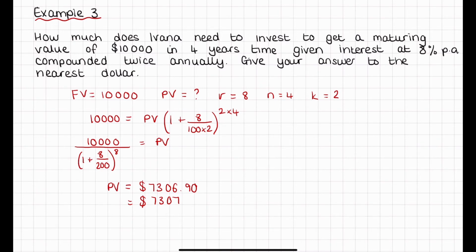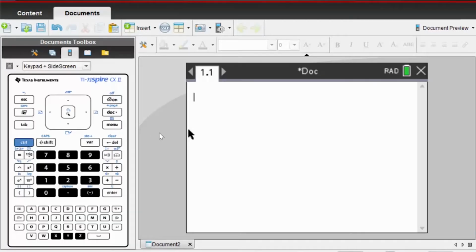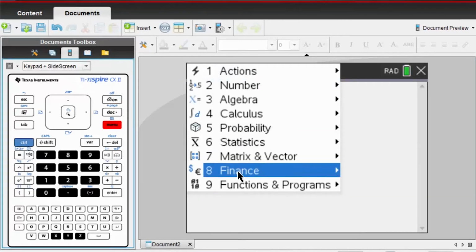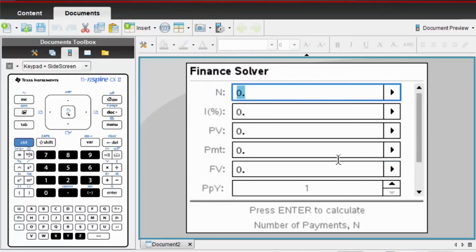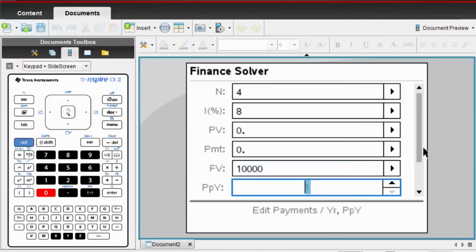Now I'm going to show you on the graphics calculator how you can input this without having to rearrange your equation. So for example 3 in our calculator, we go to the financial solver again. So menu 8 for finance, number 1 for financial solver. Now input the information we know, so we know that N is 4, our interest rate is 8, our present value we're trying to find out, so we're going to leave that as 0, PMT we don't change, future value we know it needs to be 10,000, PPY always stays as 1.